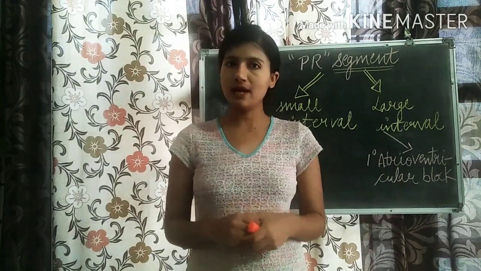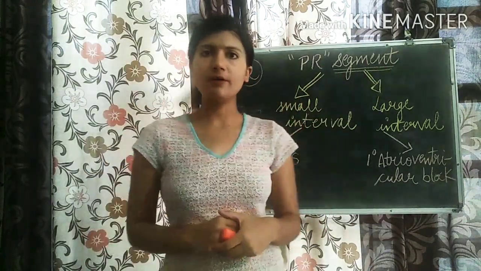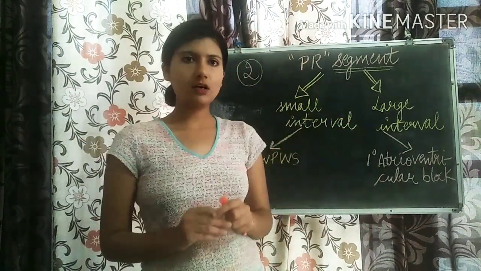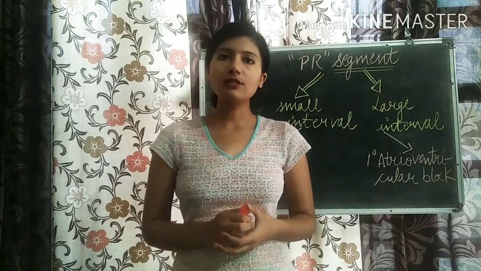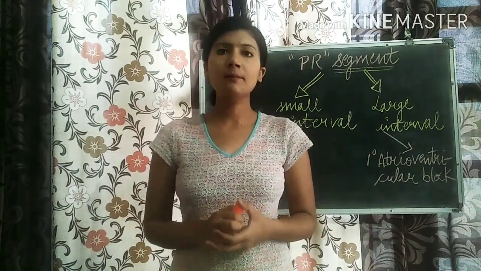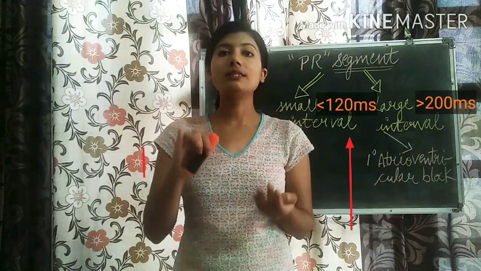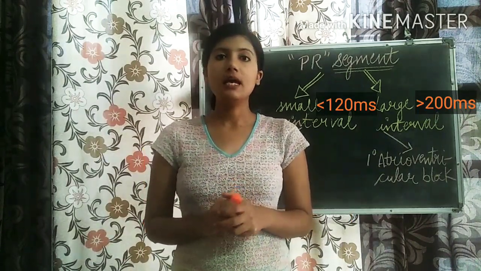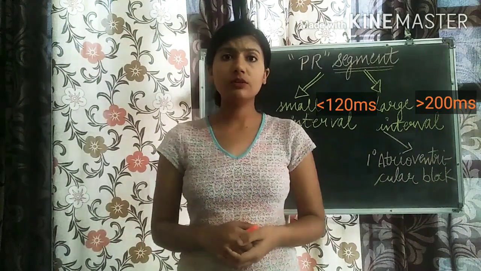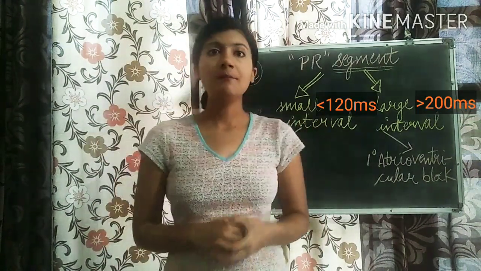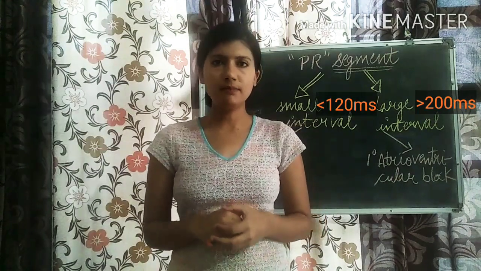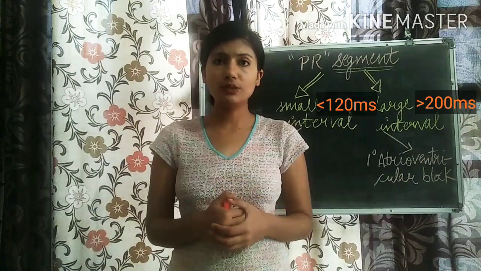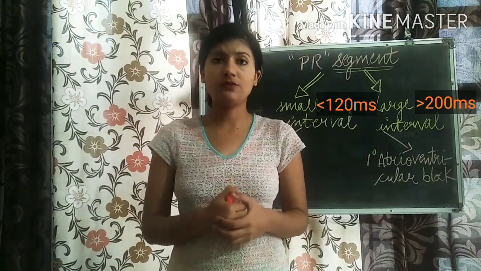Now moving on to the PR segment. The PR segment appears after the P wave. The normal PR interval is between 120 milliseconds and 200 milliseconds. If there is an increase or decrease in this interval, it means that there is an abnormality in the heart. Now talking about the small PR interval, meaning less than 120 milliseconds. Normally, the electrical impulse starts from the SA node, goes to the AV node and causes depolarization of the ventricle.